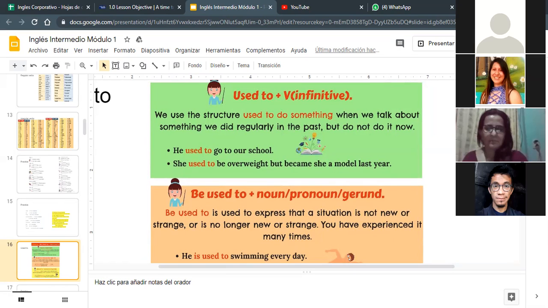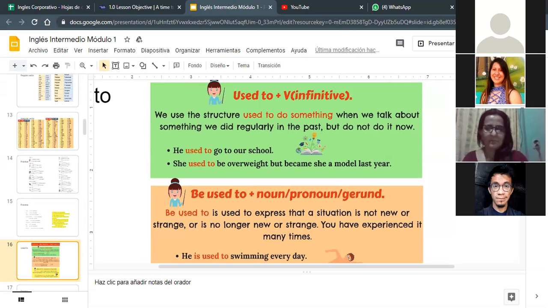We use it when we talk about something we did regularly in the past, but we do not do it now. So it's a change. It's like a routine that you did in the past and you don't do it anymore. Or it's the opposite. It's a routine that you didn't do in the past and now you do it, okay?